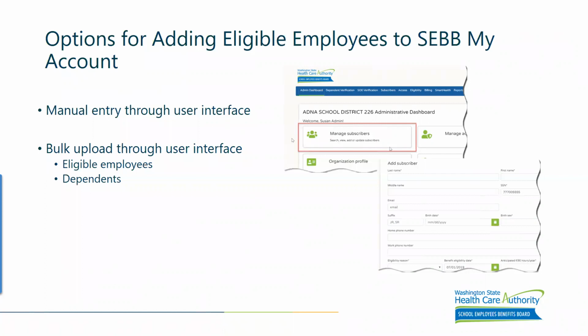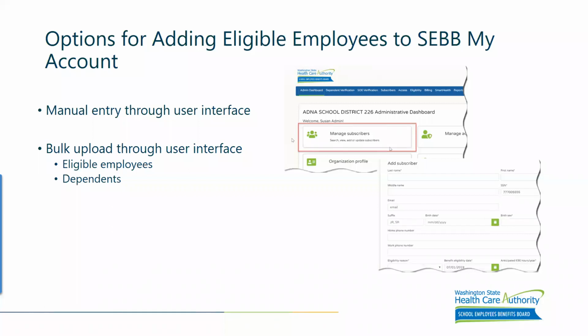Okay, so this is Chatrina. I am the business analyst for SEBB My Account. The slide that we have up currently is discussing options for adding eligible employees to SEBB My Account. So the current 2 options that we have available are manual entry through the user interface, keying them in one by one. We have just a couple screenshots here of SEBB My Account. And then additionally, we have a bulk upload through the user interface, and I'll be covering what exactly comprises that bulk upload here in just a second. But just to iterate again, the eligible employees are the only employees that we would expect to see input into SEBB My Account.